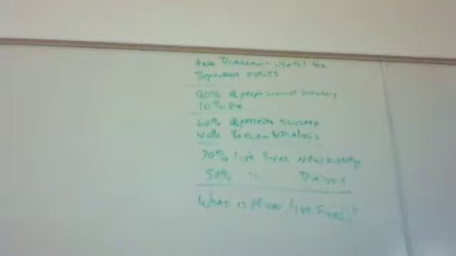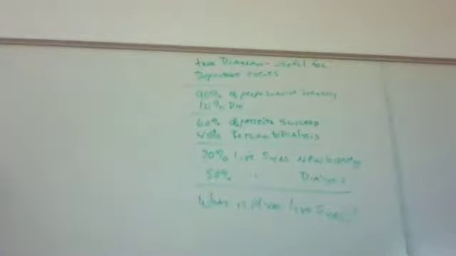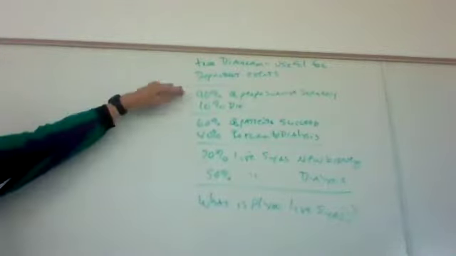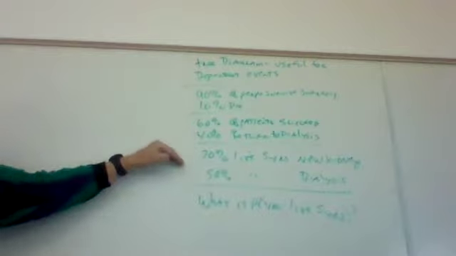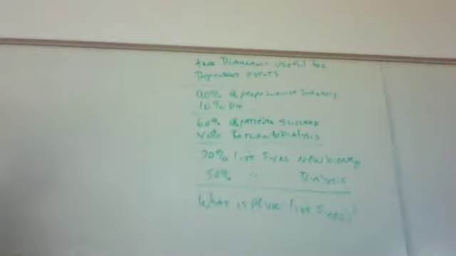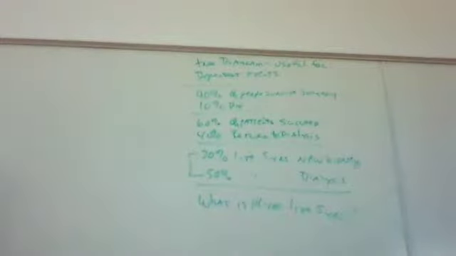Now, one of the questions I always love to ask is, you probably want to know, what is the probability that you live 5 years? Now, as we look back at these things, notice the 90 and the 10 add up to 100%, the 60 and the 40 add up to 100%, but the 70 and the 50 do not add up to 100%.